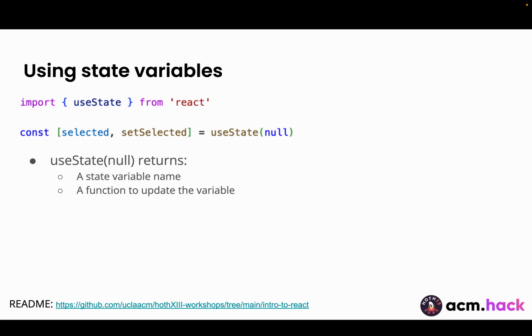This is how we essentially use state variables. We import the useState library from React, and what that does is it allows us to use this useState function. So the useState function takes in an initial value for the state variable. It returns two values, a state variable name and a function that you can use to update the variable. So with this line of code here, we will create a variable called selected and create a function called setSelected that can modify the selected variable.